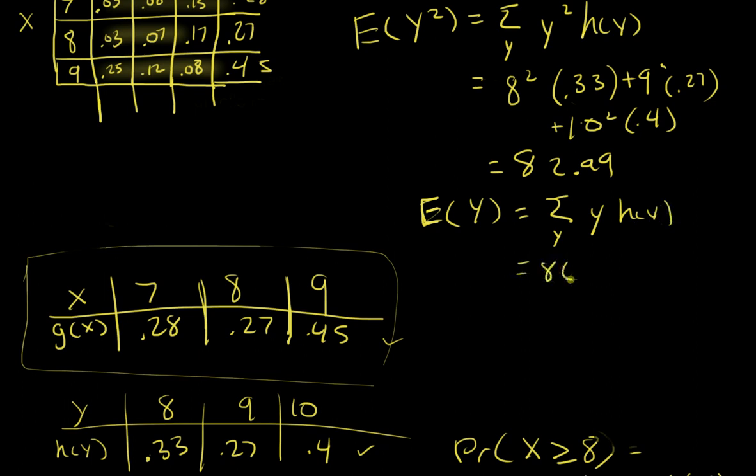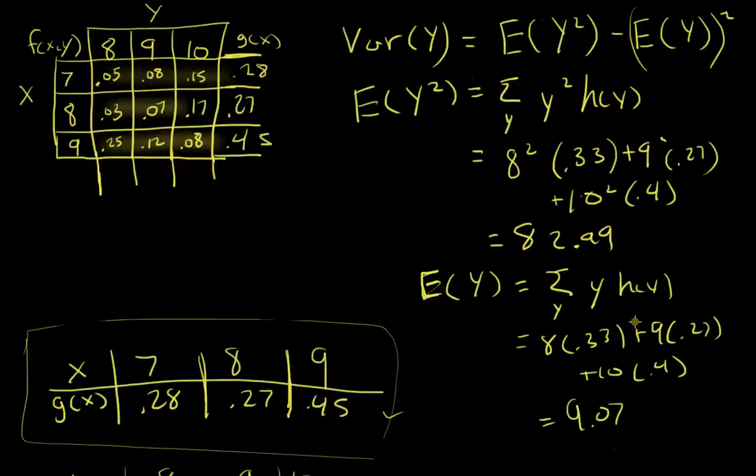Okay, so this would be 8 times 0.33 plus 9 times 0.27 plus 10 times 0.4. So 8 times 0.33, let me plug into my calculator: 9 times 0.27, 10 times 0.4. Okay, and you get 9.07.